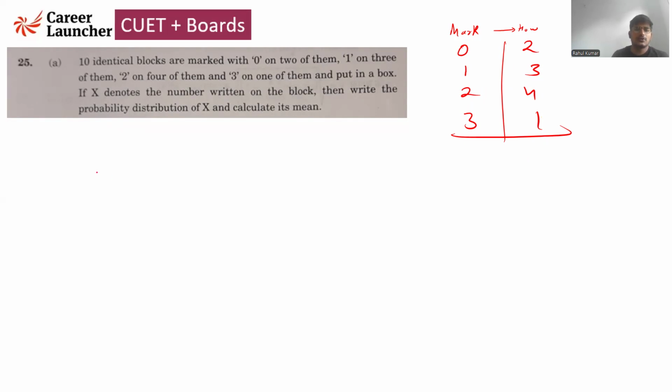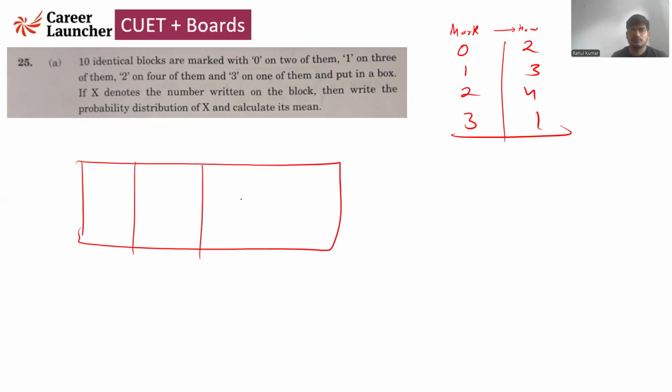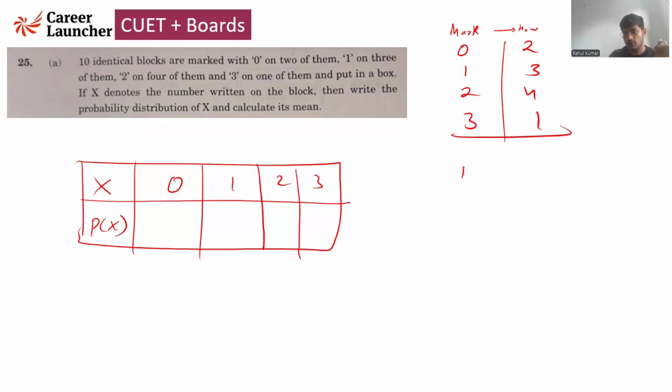Okay. Now we need to create the probability distribution. Now, how can you find the probability here? So first, what will be written as x? You can get 0, 1, 2, 3 as the outcome. Now, what is the probability that you will get 0? So in total you have 10 numbers and out of 10, only 2 are this. So 2 by 10 is your probability, 3 by 10 is here, 4 by 10 is here, 1 by 10 is here. Don't try to simplify this yet.